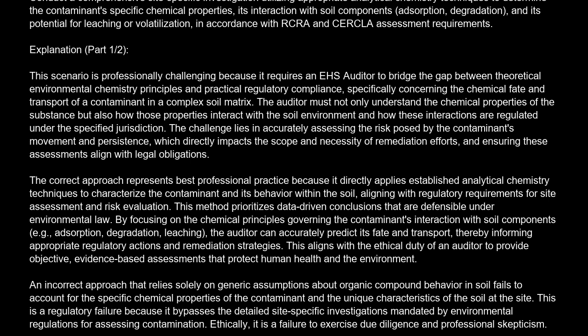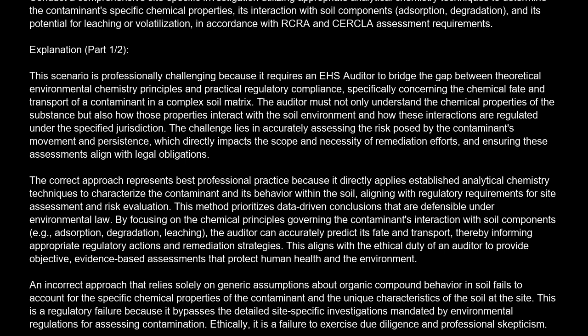The challenge lies in accurately assessing the risk posed by the contaminant's movement and persistence, which directly impacts the scope and necessity of remediation efforts, and ensuring these assessments align with legal obligations. The correct approach represents best professional practice because it directly applies established analytical chemistry techniques to characterize the contaminant and its behavior within the soil, aligning with regulatory requirements for site assessment and risk evaluation. This method prioritizes data-driven conclusions that are defensible under environmental law.